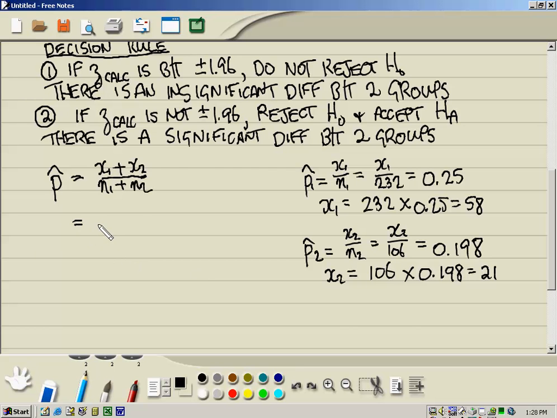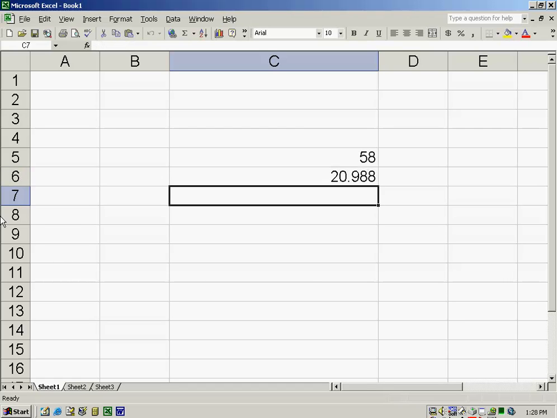So going back to p hat, we have x1 is 58 people in the first group that had this as their primary desire, 21 people in the second group, okay, which adds up to 79, and n1, 232, plus n2, 106, and that's 338. So 79 divided by 338 is 0.2337.